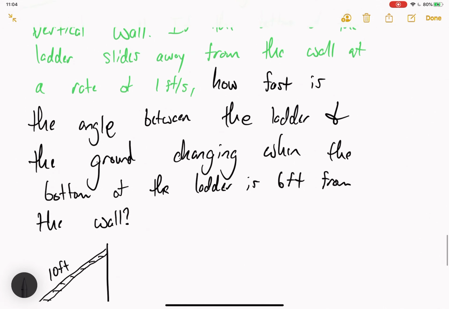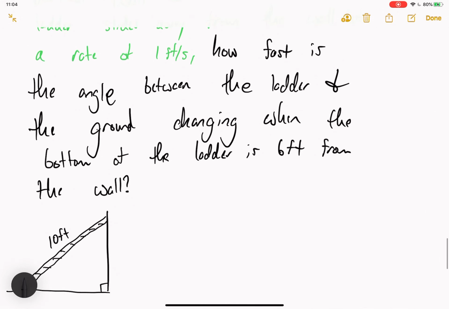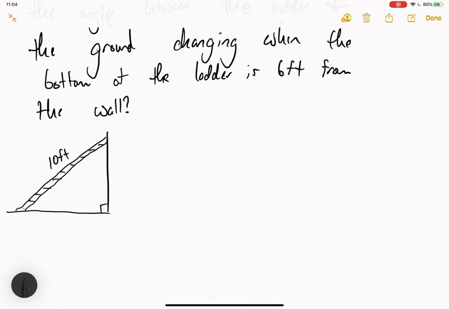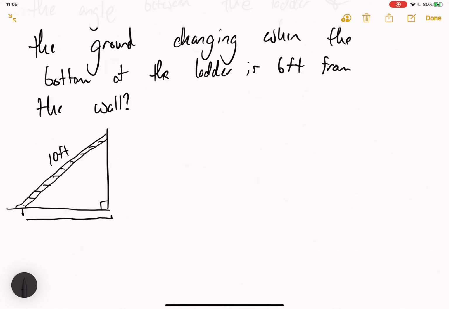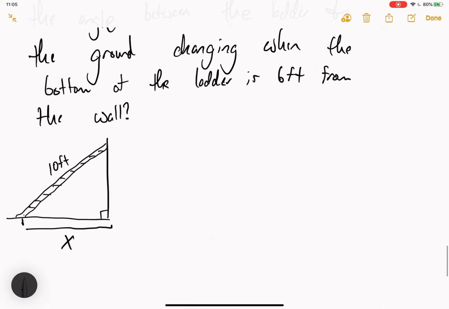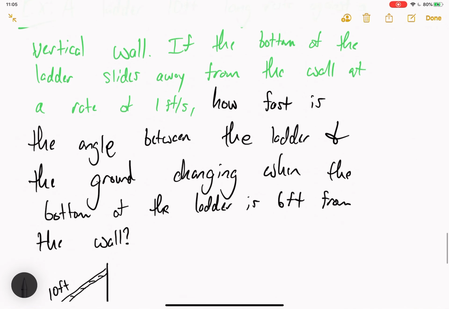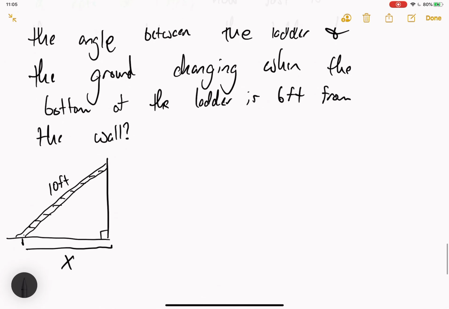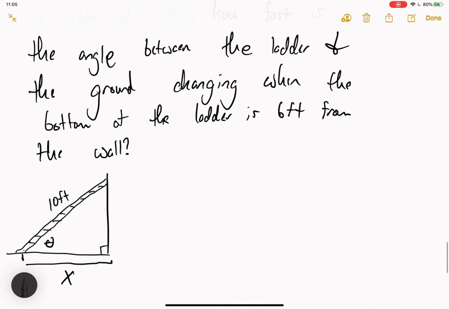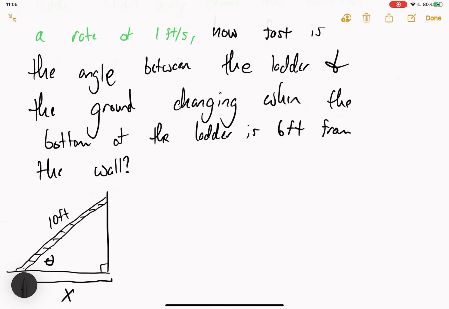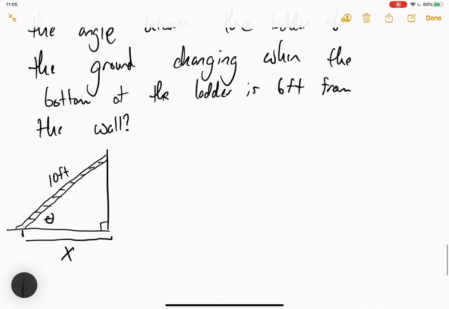And we know the bottom of the ladder slides away from the wall at a rate of 1 foot per second. Let's say this right here is the bottom of the ladder, and this distance right here will be from the wall. So we'll call this distance x because we need to call it something. And the question is asking us, how fast is the angle between the ladder and the ground, so this angle right here, changing? What is the rate of change for that angle, specifically when the ladder is 6 feet from the wall?